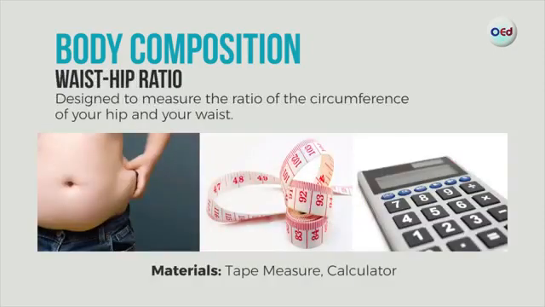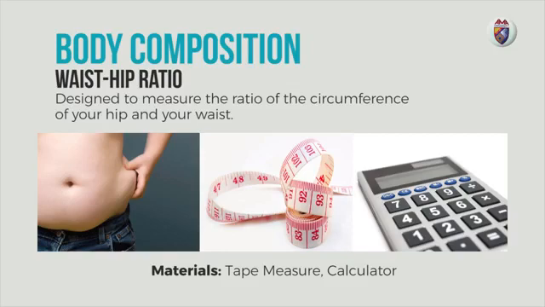Now let us proceed to the last fitness test that measures your body composition, which is the waist to hip ratio. This very simple test is designed to measure the ratio of the circumference of your hip and your waist. Just like the body mass index, this test is taken to determine whether you are also at high risk for diseases that are associated with fat and weight. As discussed in Lesson 2, studies have proven that the bigger your abdomen area is, the higher your risks are in getting health-related diseases like heart diseases, hypertension, high blood pressure, diabetes, among others.